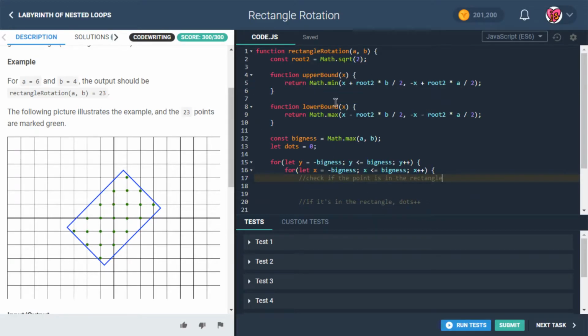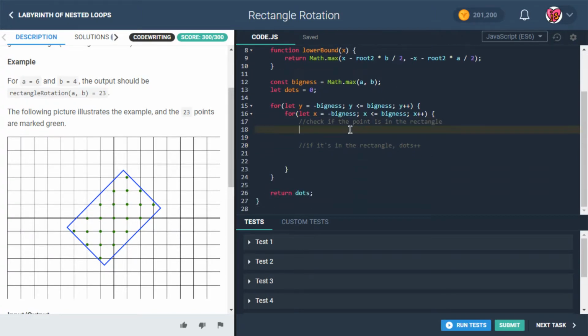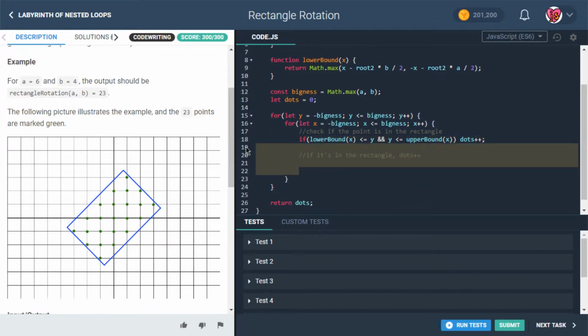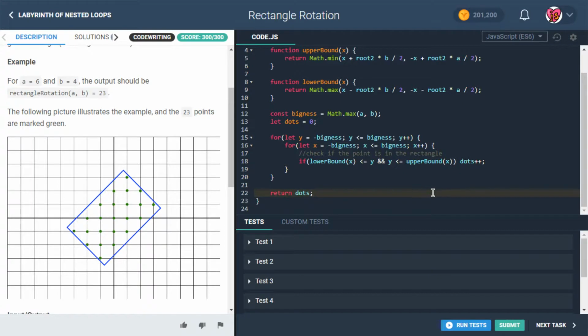We've got our upper bound. We've got our lower bound. I think we could probably check if the point is in the rectangle. So let's do it. We'll say if upper bound, hold on a sec. If lower bound at x is less than or equal to y, and y is less than or equal to upper bound at x. Under those circumstances, let's do a quick little dots plus plus. And I guess it's pretty clear that if it's in the rectangle dots plus plus, we don't need that comment anymore. So there we go.